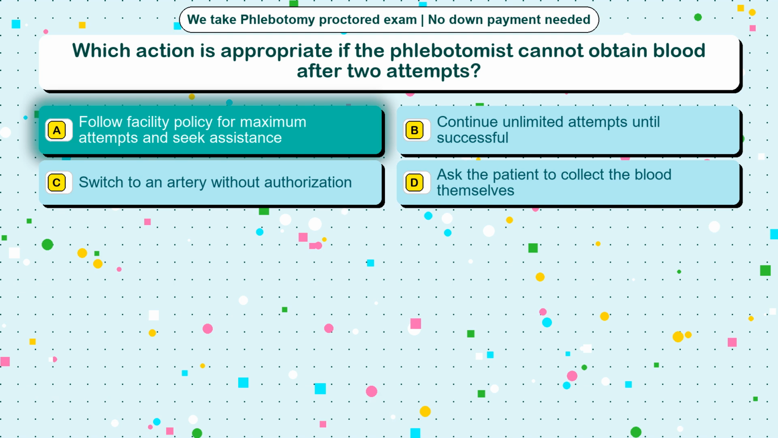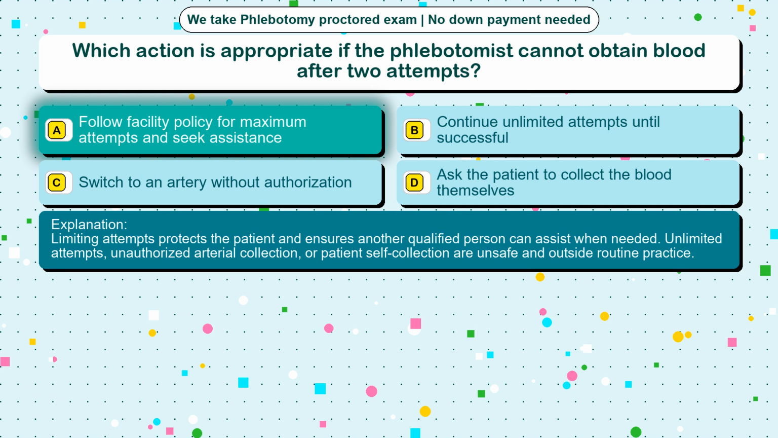The correct answer is option A. Follow facility policy for maximum attempts and seek assistance. Limiting attempts protects the patient and ensures another qualified person can assist when needed. Unlimited attempts, unauthorized arterial collection, or patient self-collection are unsafe and outside routine practice.